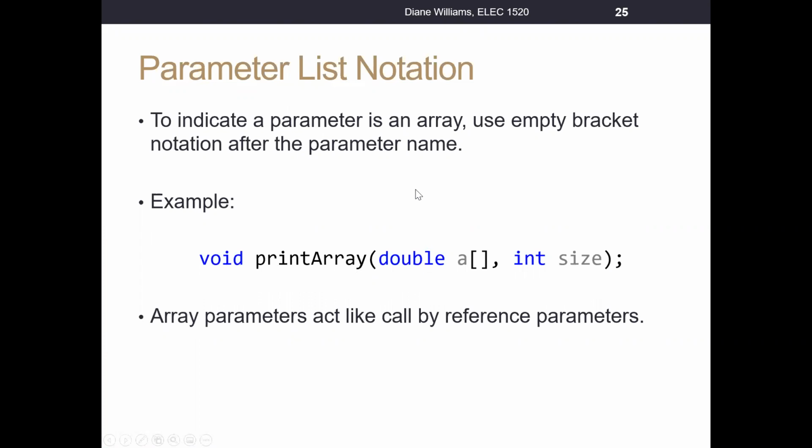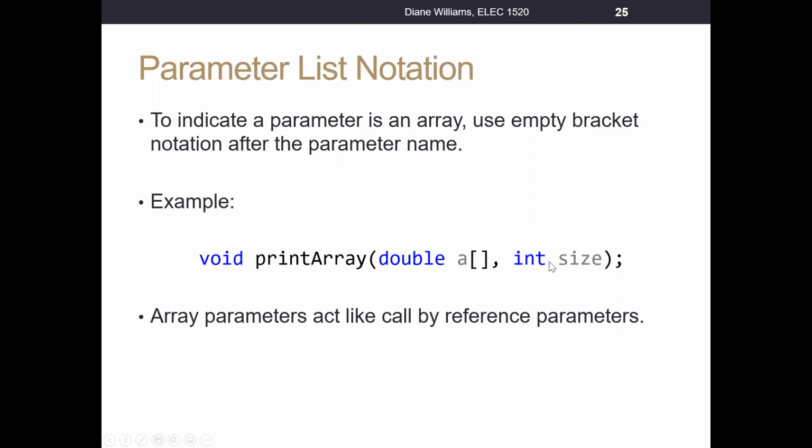Whenever we use an array name as a parameter, we use empty bracket notation. The same way that we declare other parameters, each parameter has to have a data type. In this case, our array is an array of doubles, so our data type is double. Our parameter name here, I just called it A. What lets the function know that this is an array and not just a single double is this empty bracket notation. So we do not specify the size in the function heading. No size, empty bracket notation.